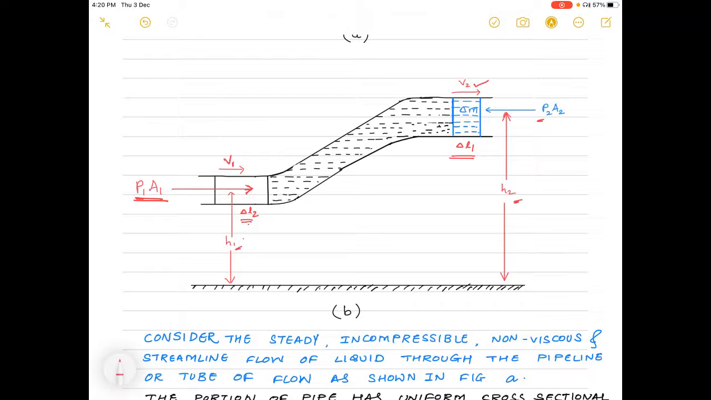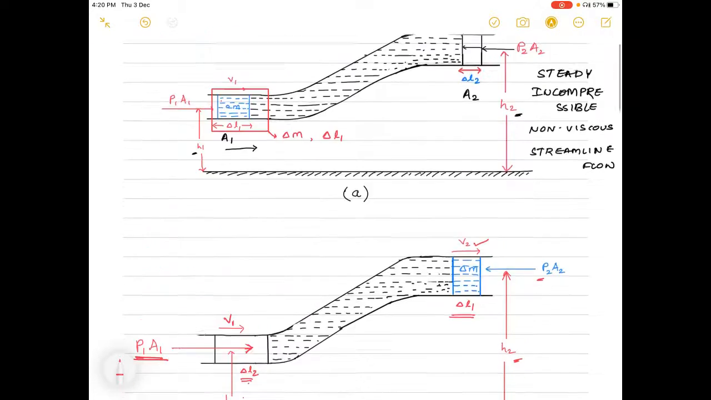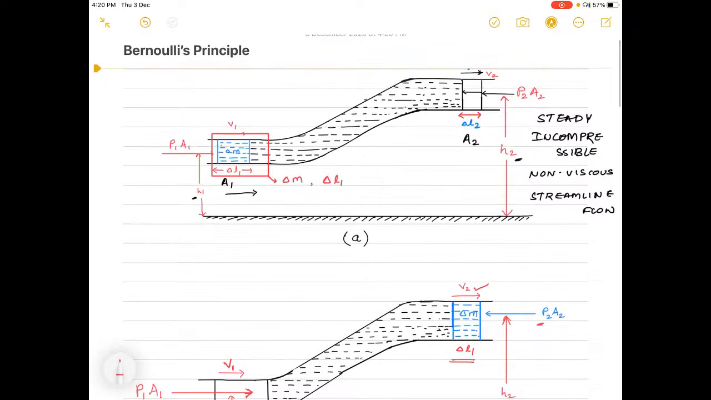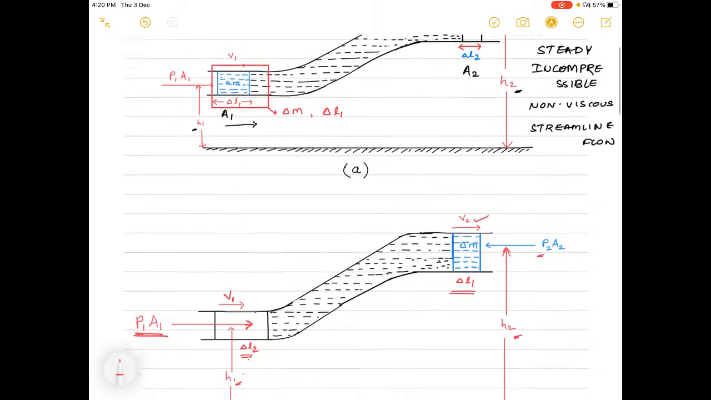What we have studied here is a tube of flow, which is containing a steady, incompressible, non-viscous streamline flow. Now we are trying to push a small liquid element, which is having a mass of delta m and length delta L1, on the left hand side, towards the right hand side. So when it is pushed, the length of that element becomes delta L2.